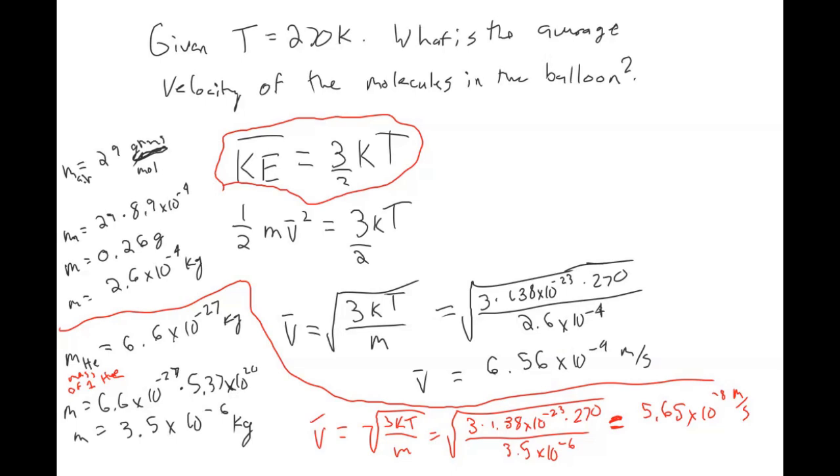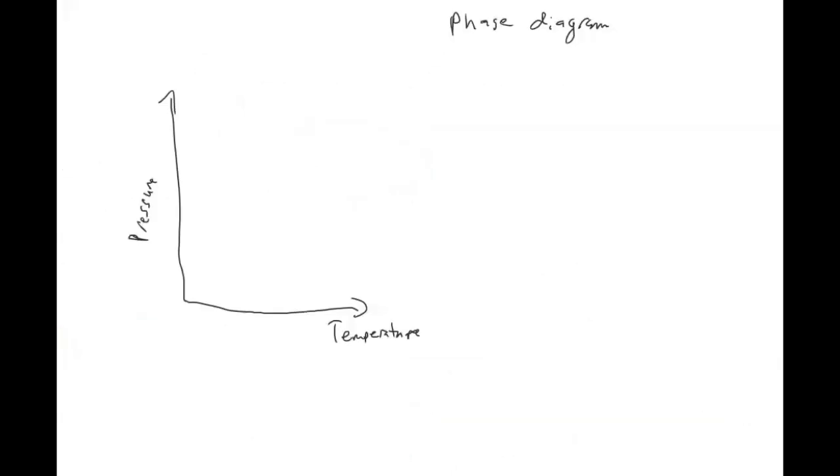So going back to our phase diagram, I'm going to draw some lines. And this is just an example. This is not necessarily what a phase diagram for all different elements will look like. So in this region, this element will be a solid. In this region, the element would be a liquid. And in this region, the element would be a gas.